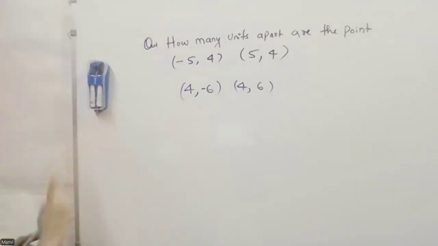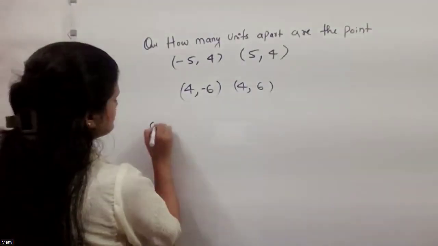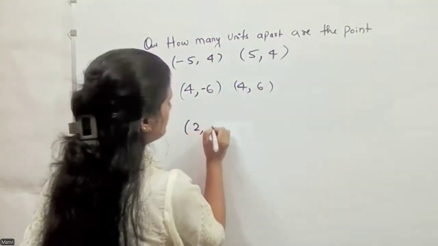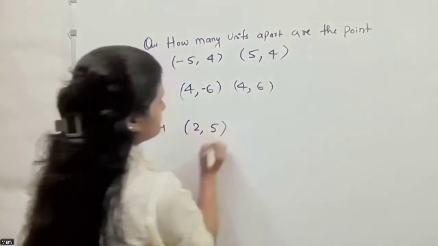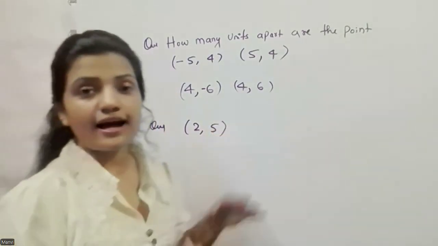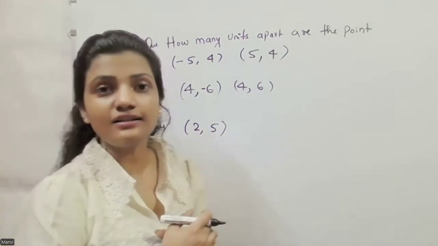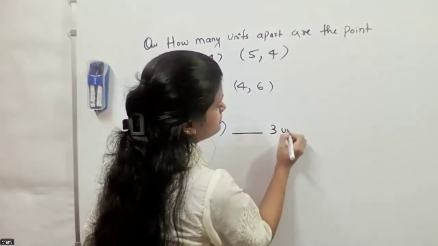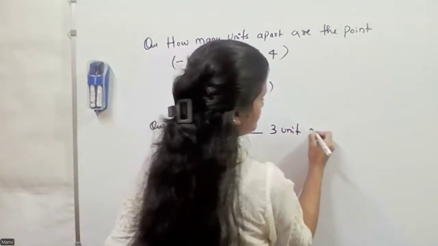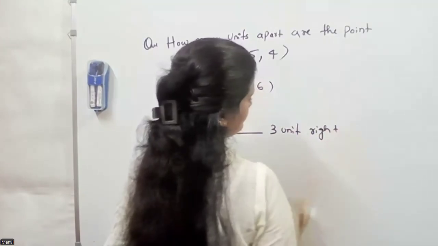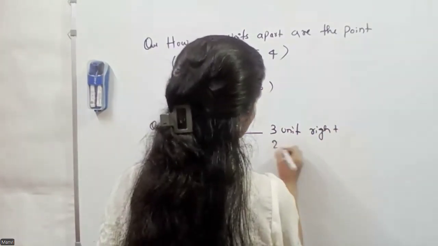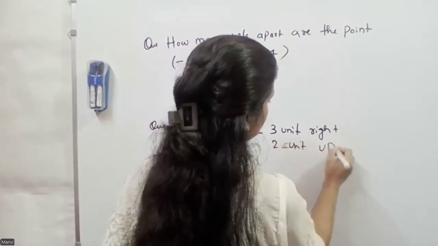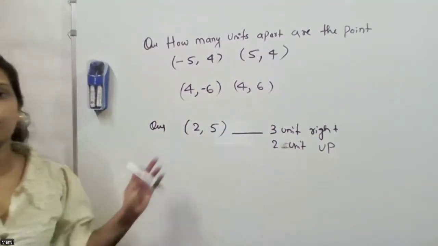Now, Kavya, there's one other type of question they ask in the paper. We have one point which is 2, 5, okay, and this point starts moving. First it goes 3 units right, and then 2 units up. So where is this point situated now?